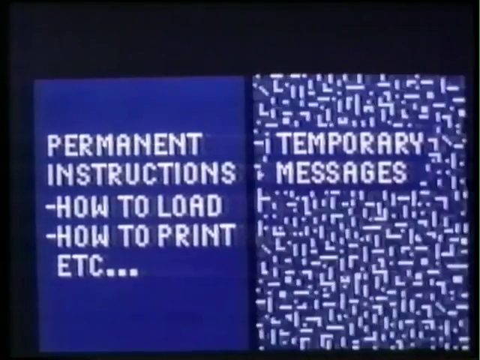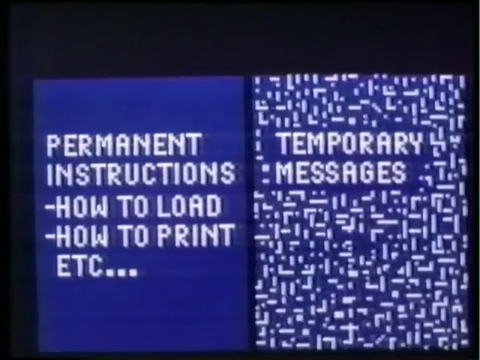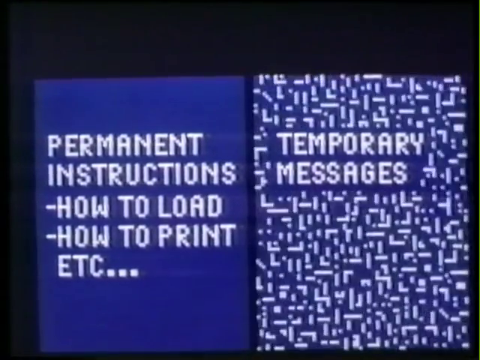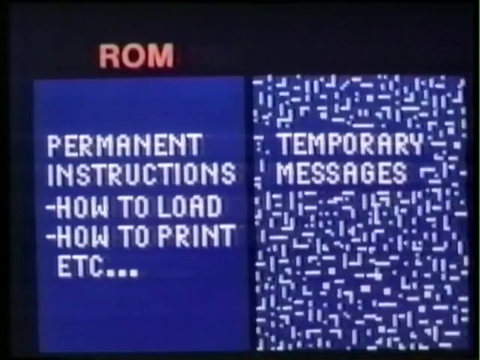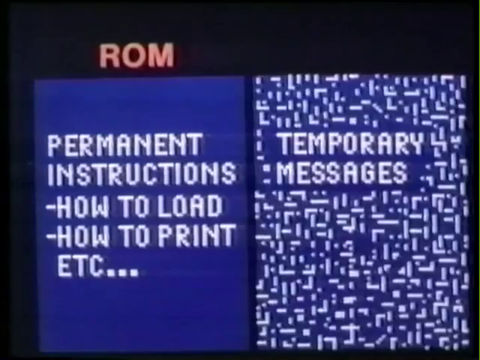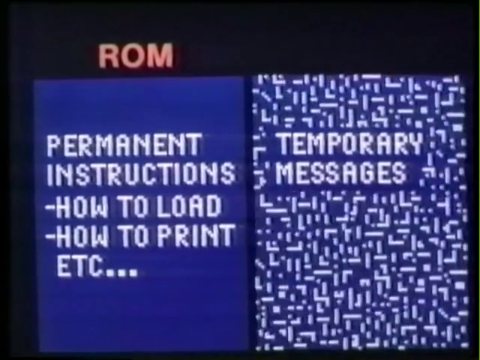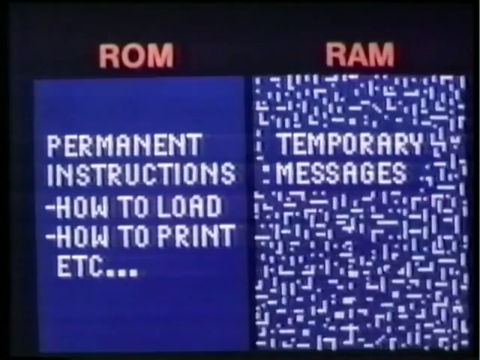The computer can read this left half of its memory, but it can't write on it. It can't change it. It is therefore called read-only memory, or ROM. But the computer can, in a sense, write on the other half of its memory. This half is called random access memory, or RAM.